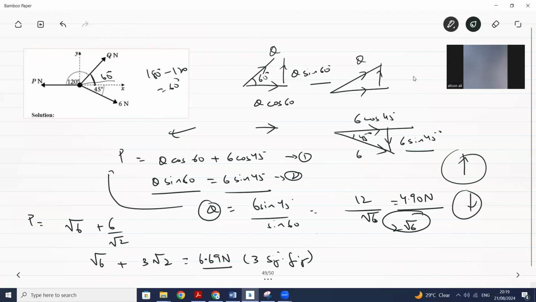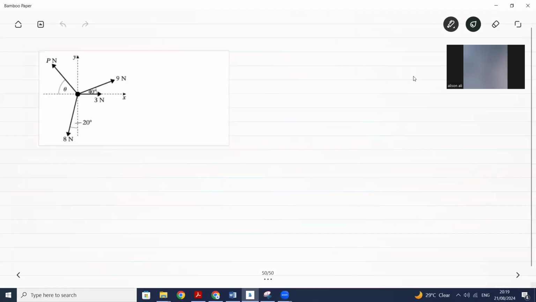Okay, let's have a look at another question. Again, if I look at this question, I would be doing the same thing. Whenever it's not straight, then you have to apply the angles. If it is going in this direction, it will be this. So this would become 8 cos 20 downwards, and upwards would be 8 sin 20.